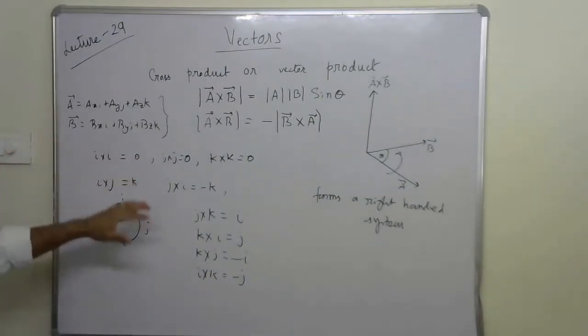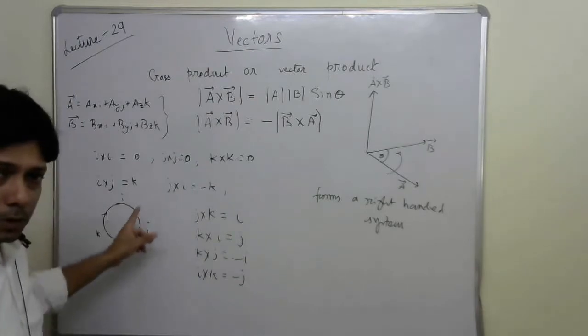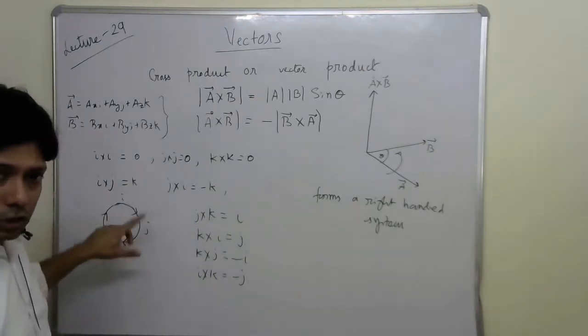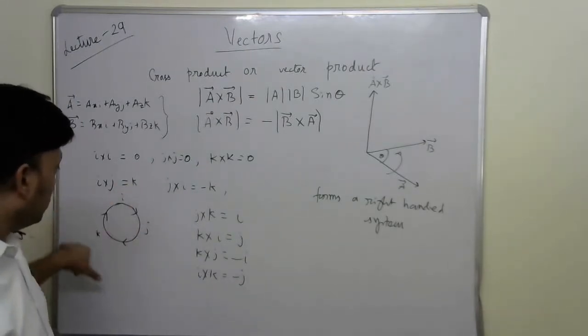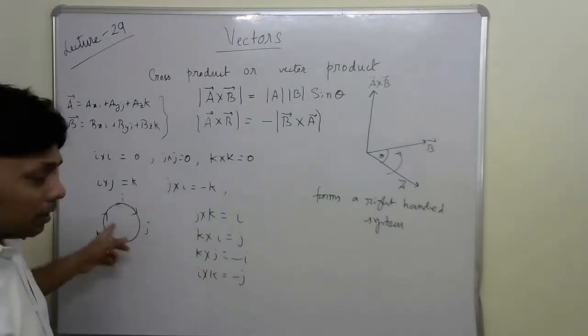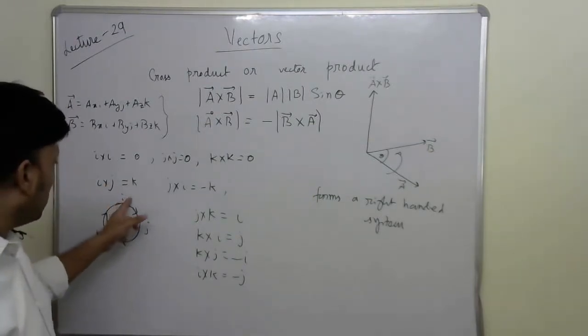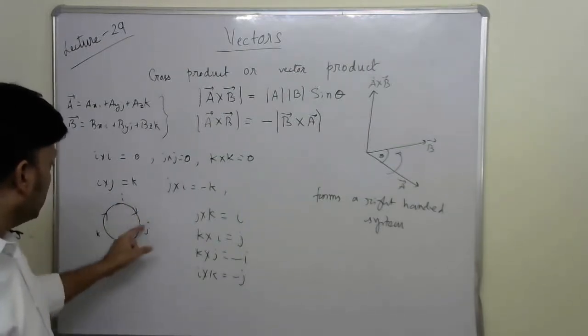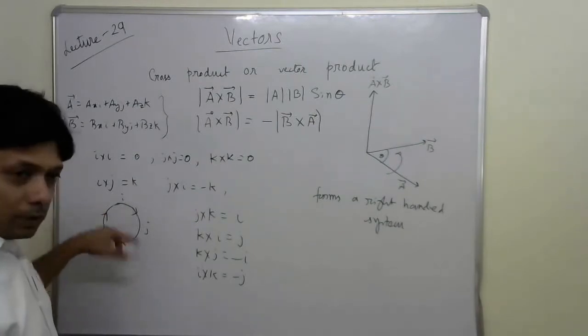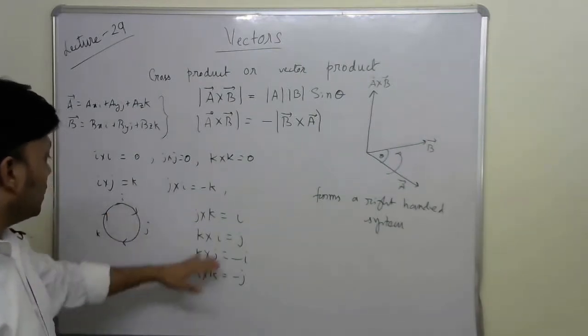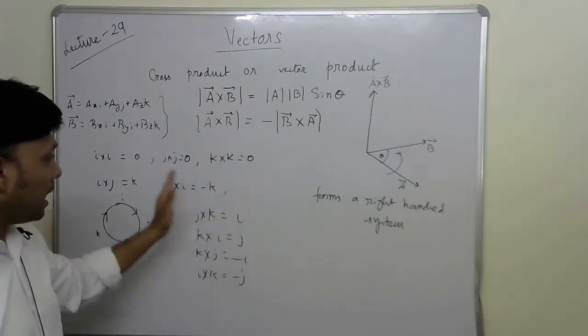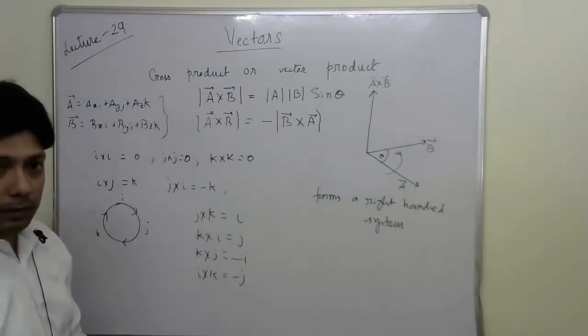So you have to remember this small diagram of I, J, K along the clockwise direction, and remember this goes in a cyclic manner. As long as you are following the circle, I cross J becomes K, J cross K becomes I, K cross I becomes J. And the moment you go in reverse, there is a negative sign associated with it.